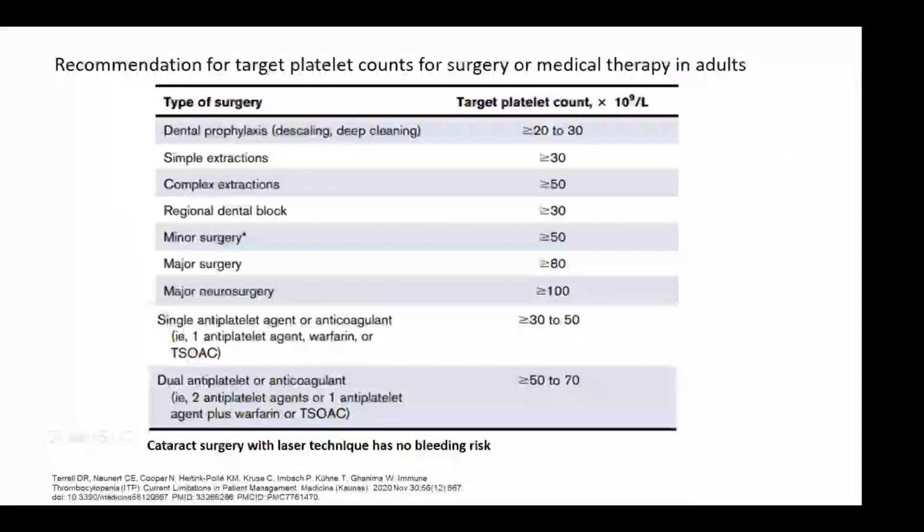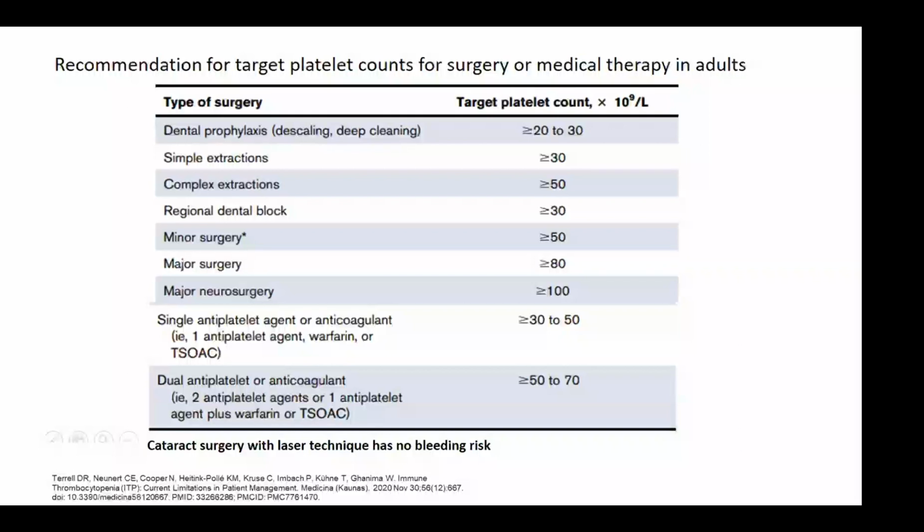The target platelet count differs for each surgical procedure. For dental prophylaxis, you need only 20 to 30. For simple extraction, you need 30 or more. For complex extraction, you need a platelet count of 50 or more. For minor surgery, you need 50 or more. For major surgery, 80 or more. While for major neurosurgery, the target platelet count should be 100 or more.